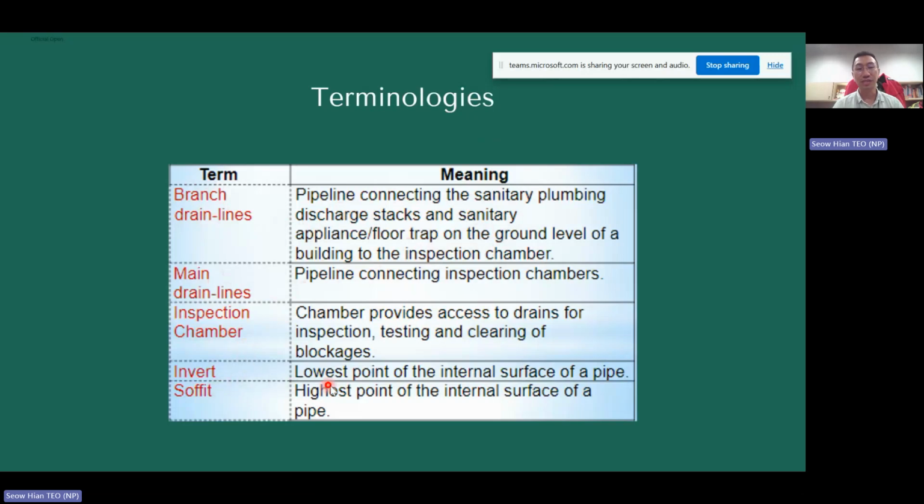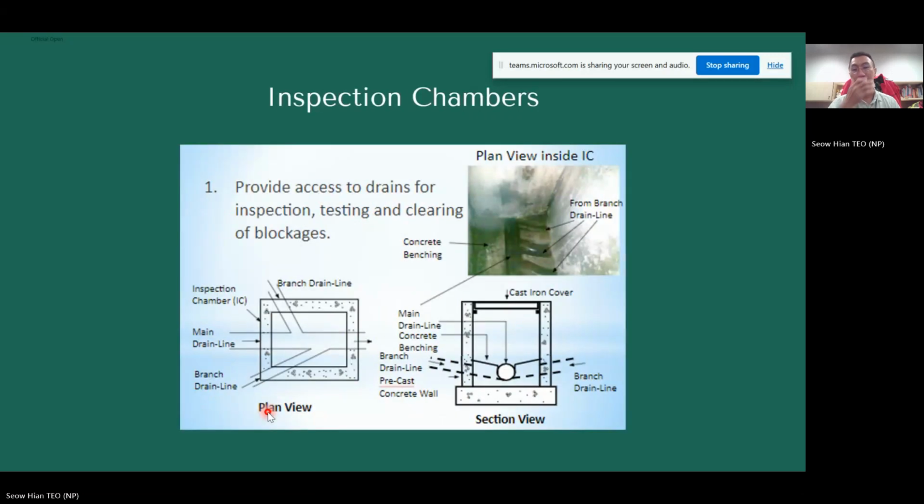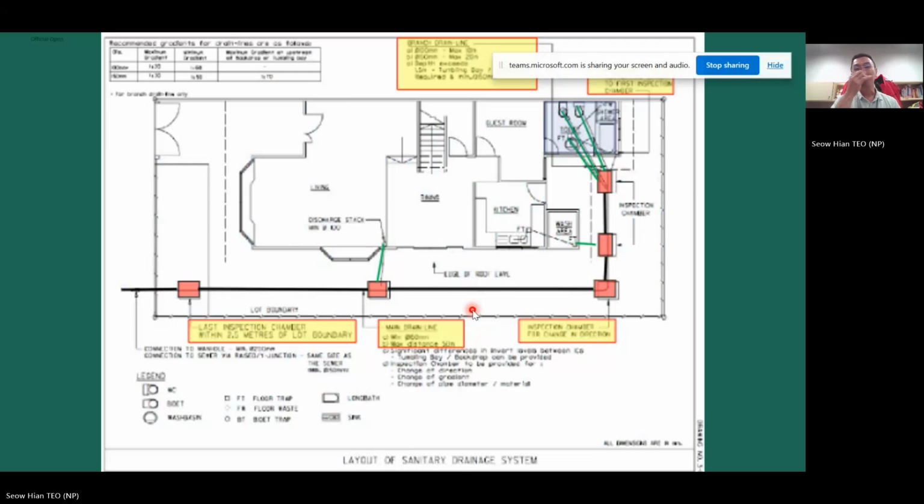So invert is basically the lowest point of the internal surface, and soffit is the highest point of the internal surface. A lot of the time you can see that the drain will provide an inspection chamber, and that's where the drains come in. In the side view, you see there are many branches coming in. And of course, there is a cast cover on top. Further in the drawing, we can see these are the areas of the main, where the drop pipes actually can go in.